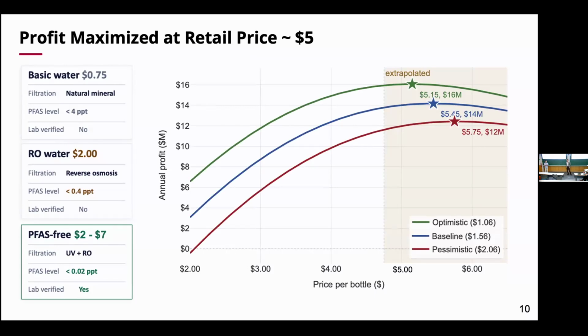We have 3 cost scenarios. We have our baseline cost at $1.57. That's how much our production, marketing, and distribution is gonna cost. And we have optimistic, which is $1.06, 50 cents less than that, and our pessimistic adding 50 cents more on our baseline model. And our profit is maximized at $5.45 per bottle, which gives us around 14 million each year.